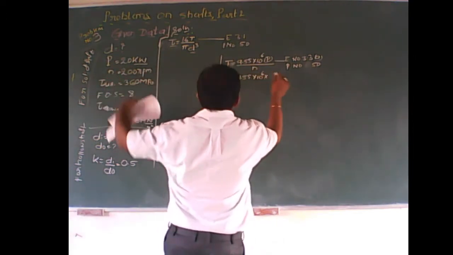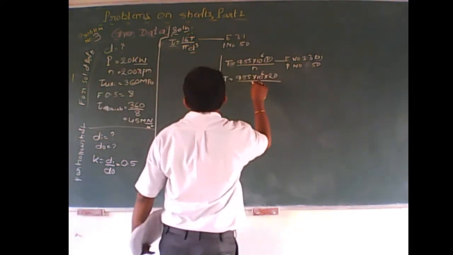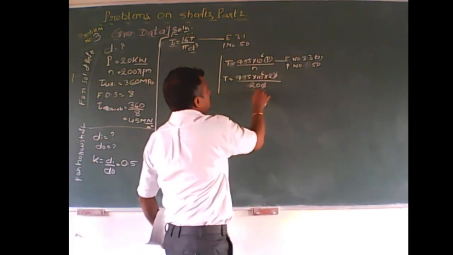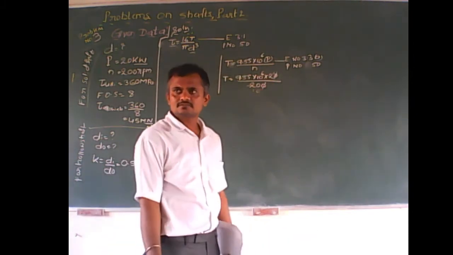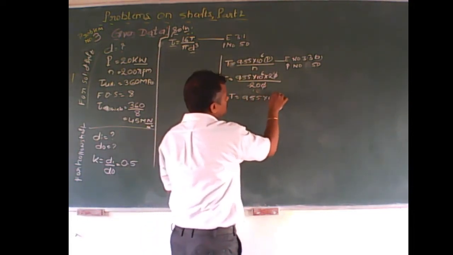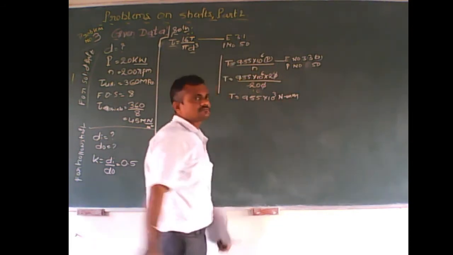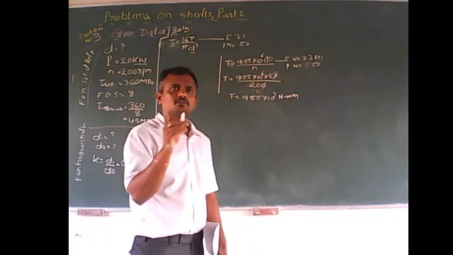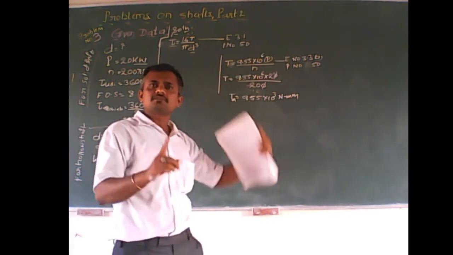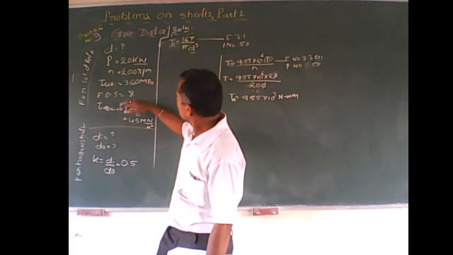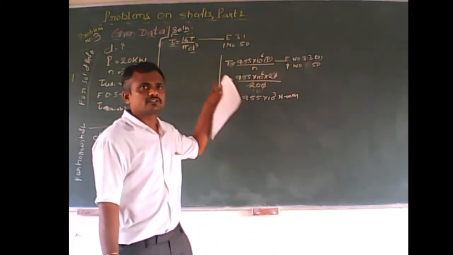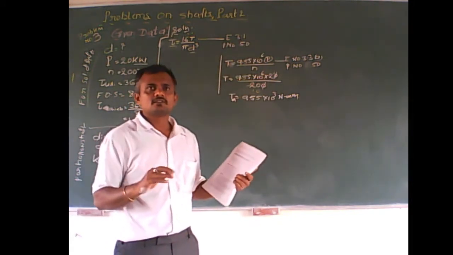Now you can substitute: T is equal to 9.55 into 10 raised to 6 into power taken as 20, whole divided by N, which is 200. So here you can get the answer, 955 into 10 raised to 3. Check: T is equal to 955 into 10 raised to 3 newton mm. For the time being we take it as T mean. It is not the T maximum value. Sorry, here no 20% is there; it was of a previous problem, correct? So now this value you can substitute directly. 20%, 30% more is not being given, right?